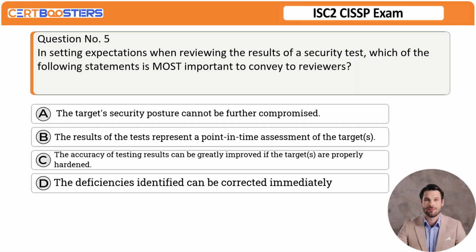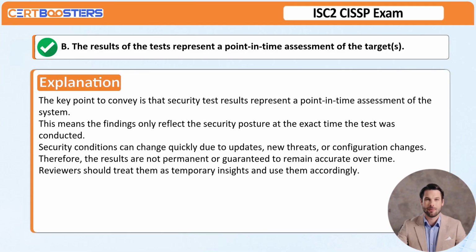Question number 5. In setting expectations when reviewing the results of a security test, which of the following statements is most important to convey to reviewers? A. The target's security posture cannot be further compromised. B. The results of the tests represent a point-in-time assessment of the targets. C. The accuracy of testing results can be greatly improved if the targets are properly hardened. D. The deficiencies identified can be corrected immediately. Answer: B. The results of the tests represent a point-in-time assessment of the targets.